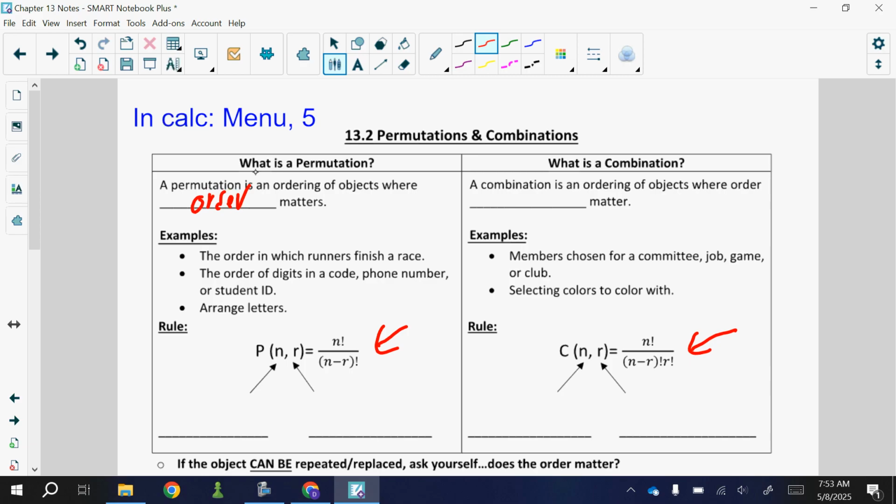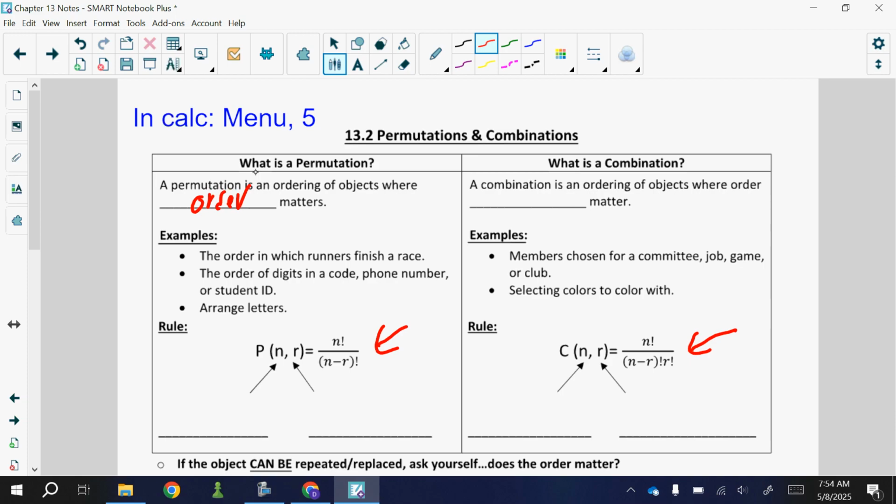Some classic examples of when order would matter is when you're concerned about runners finishing a race. Order would matter because if you're assuming no ties, only one person can get first place. And then after that, you have a set amount of people that could get second, third, and so forth. So ordering would matter. Digits in a code, phone number, or student ID, order would also matter there. And arrangement of letters.